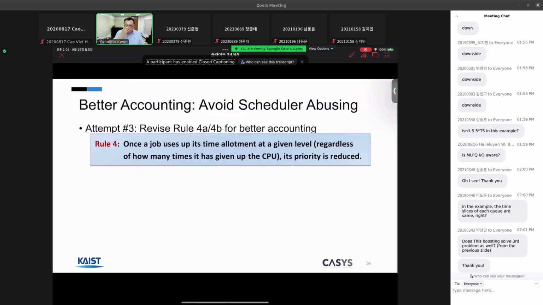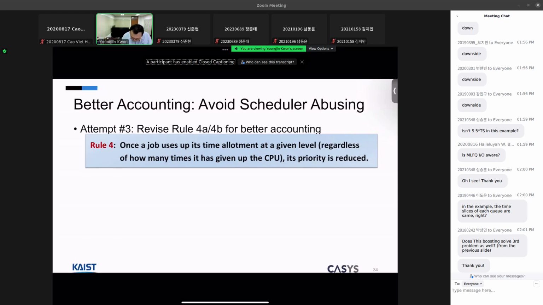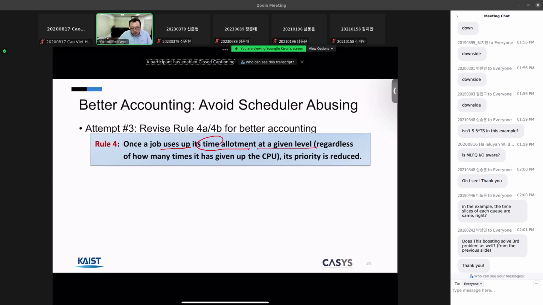So, second problem, the abusing problem, is simple. The idea is that the task keeps relinquishing the CPU before its time slice expires. Obviously, the way to solve it is to make the task use up its time allotment. So instead of checking whether the time slice expired or not, we just do accounting of time. When accumulated time is beyond the time slice, then, like MLFQ, it moves down.